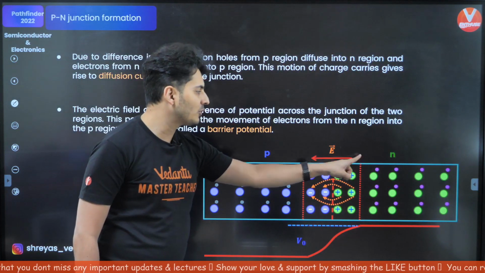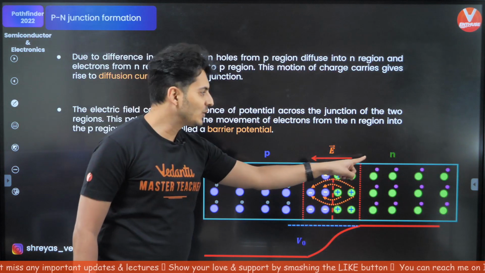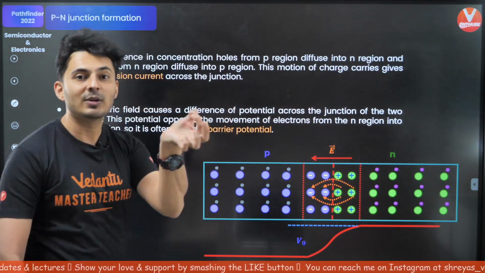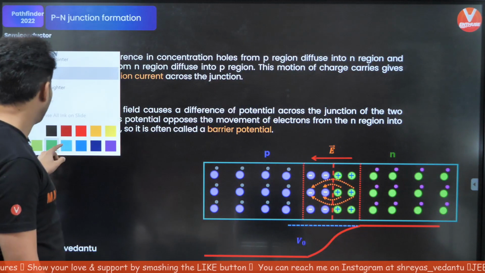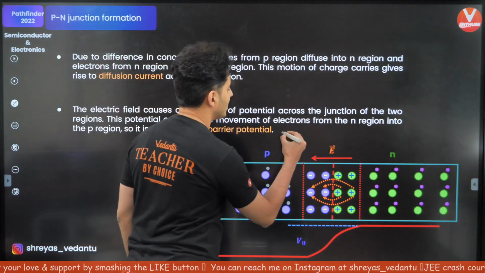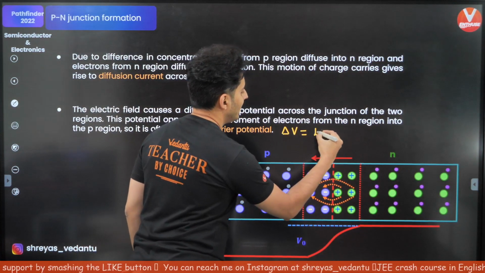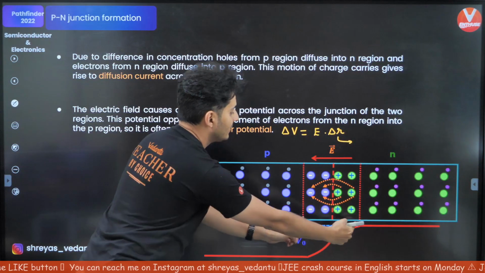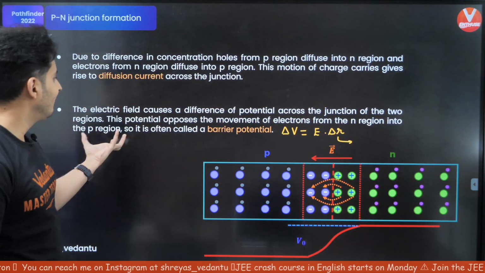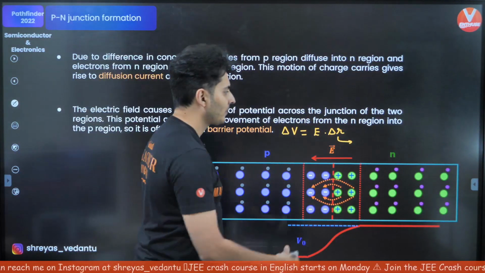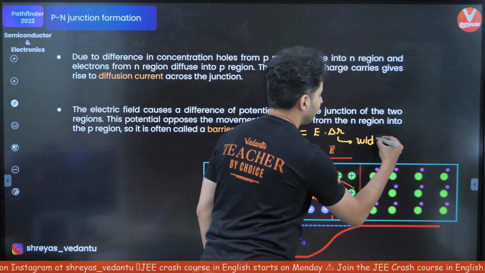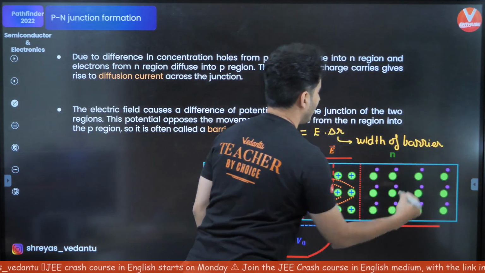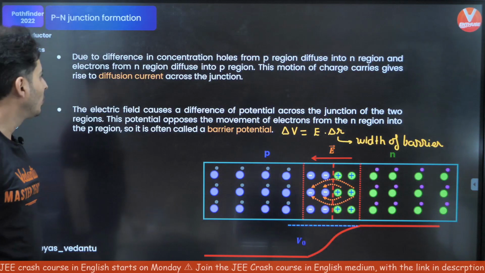Electric field always goes from high potential to low potential. So this is at high potential, this is at low potential. So that potential difference is called the barrier potential. Very, very important. This barrier potential delta V will be electric field into delta R. What is this delta R? This is the width of the barrier. So that is how it works.